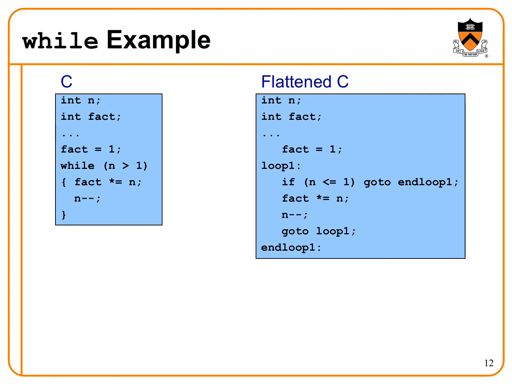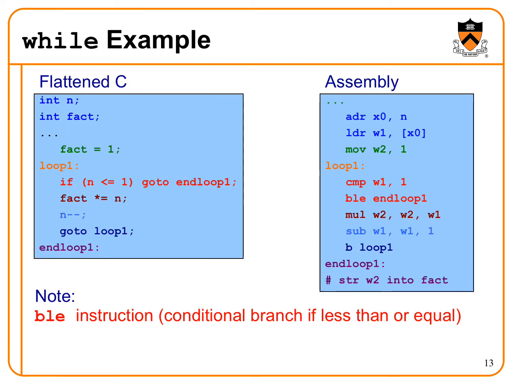Let's see how this comes out in assembly. We have our tried and true friend, the ADR plus LDR combination, to get the value of n. We use a register for fact. We don't need to load its value from memory because we're starting off at 1 right before the loop. So just put 1 in the register. That's our green line.